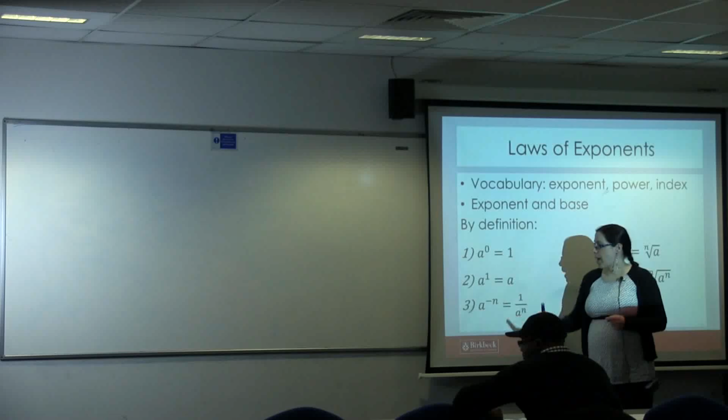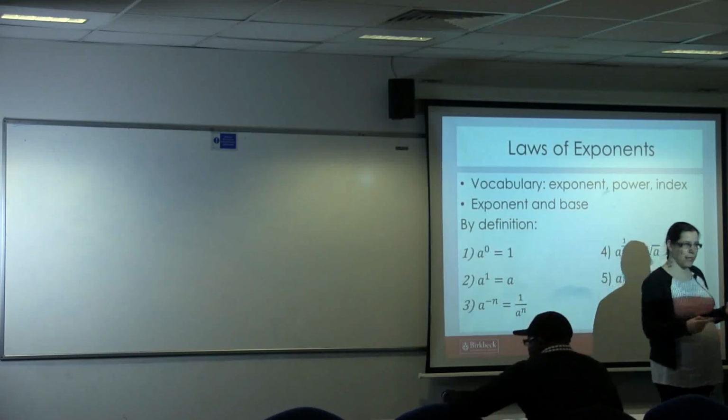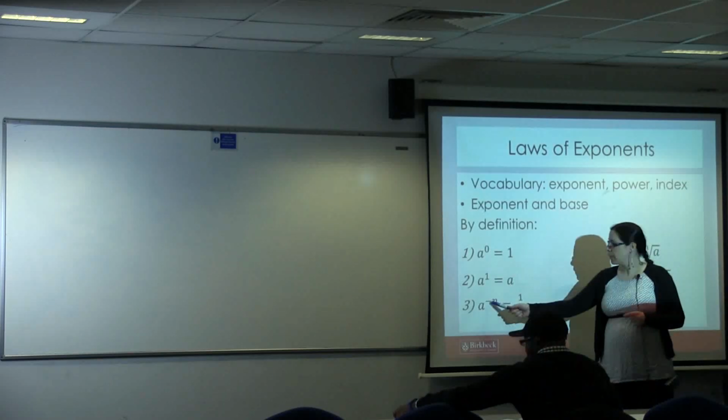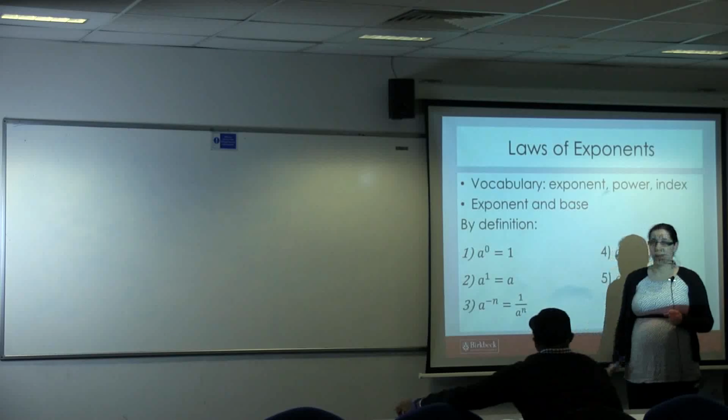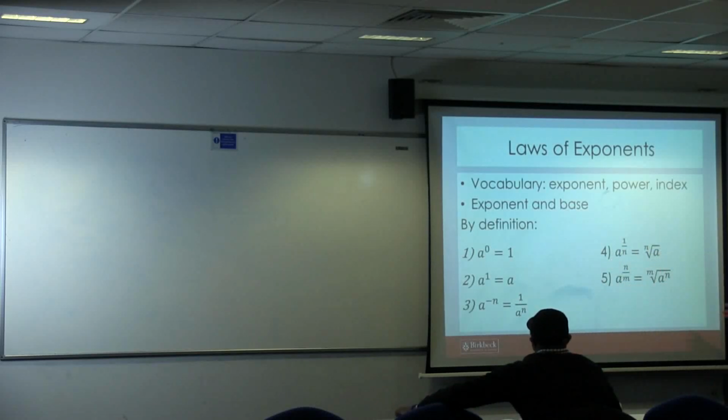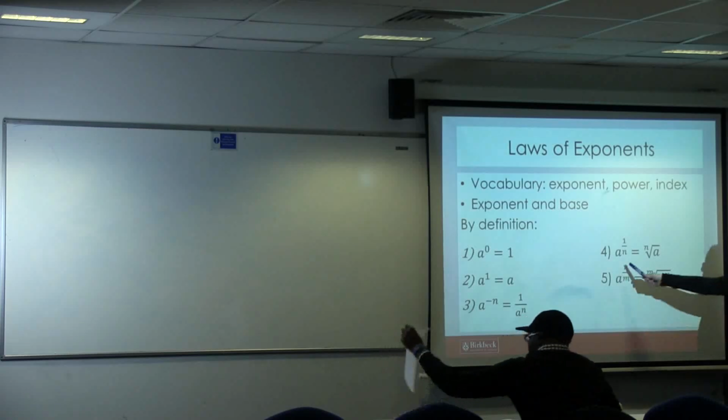Anything to the first power is itself. Now that makes a little bit more sense, because you need to multiply something by itself once. You basically don't do anything to the number. A negative power is 1 over the positive equivalent of the same power. Now this can be proven. This is not a so-called definition, but it's always good to remember how and why it works.